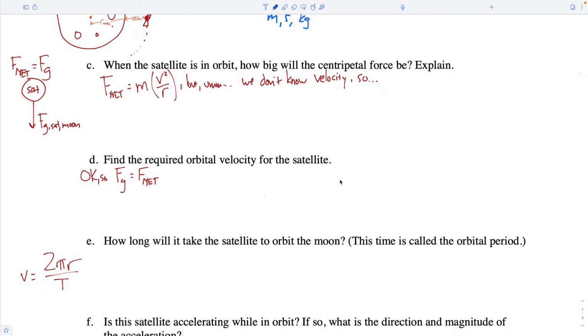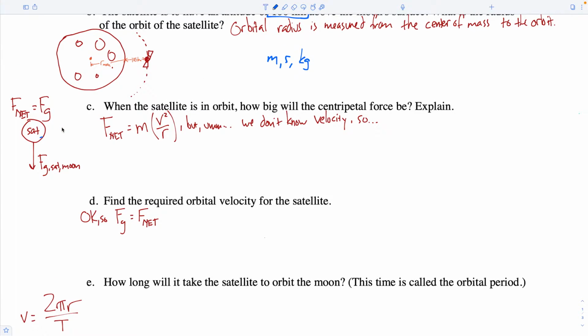1C. When the satellite is in orbit, how big will the centripetal force be? Okay, so quick, here's a free body diagram of the forces acting on the satellite when it is in orbit. For any object that's in orbit, there is only the force of gravity acting on that object, pulling it towards the object that it's orbiting. So if the satellite is orbiting the moon, you're only going to have the force of gravity pulling on the satellite directly down towards the moon. So you'll get just this, which means the net force acting on the satellite is equal to the force of gravity, and that's it. That's the only force acting on things that are orbiting, which is useful.